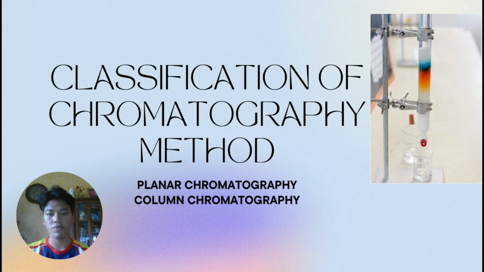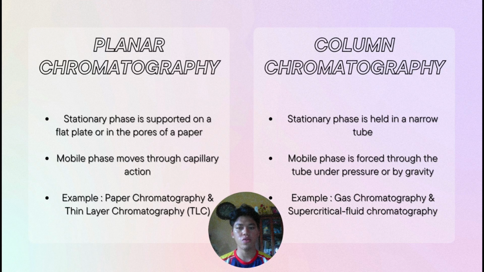Today I will present about the classification of chromatography method. There are two types, which is planar chromatography and column chromatography. Next is classification of planar chromatography. In the type of chromatography, the stationary phase is put on a flat plate or in the pores of a paper. The mobile phase moves through capillary action. The example of planar chromatography is paper chromatography and thin layer chromatography, which is TLC.